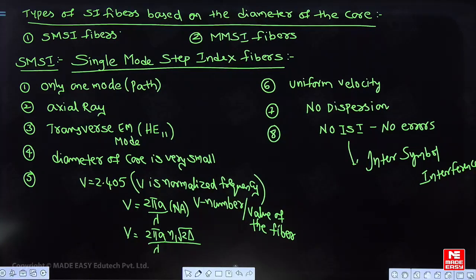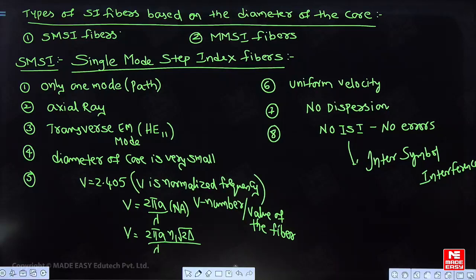Transverse EM mode: let us understand the meaning of transverse EM mode. An EM wave consists of both electric as well as magnetic fields. A transverse EM mode consists of only either an electric field or a magnetic field being present. Here we are taking only the electric field, which is typically the HE11 mode we are using.